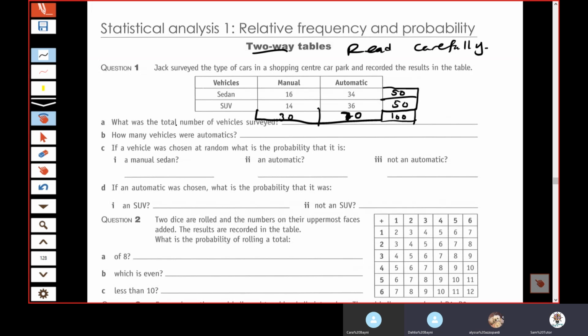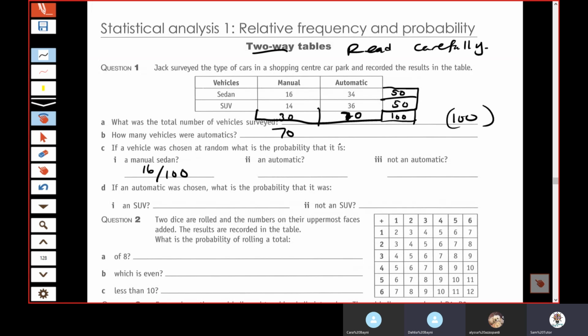A, what was the total number of vehicles surveyed? We've already worked it out, 100. Okay, how many vehicles were automatics? Again, we've already worked this out, 70. If a vehicle was chosen at random, what is the probability that it is a manual sedan? It's just chosen at random for it to be a manual sedan, then it's just going to be 16 out of 100.